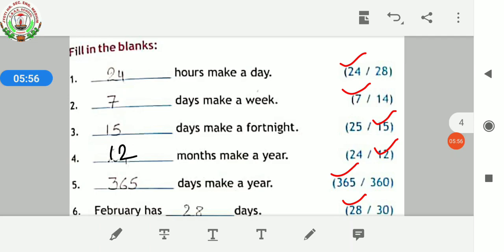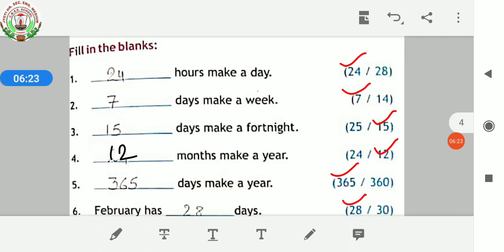Okay. The second one, dash days make a week. So how many days are there in a week? We know that there are 7 days in a week. They are Sunday, Monday, Tuesday, Wednesday, Thursday, Friday, Saturday. So these are the 7 days of a week. So you have to tick over 7 and you have to write in the blank 7.